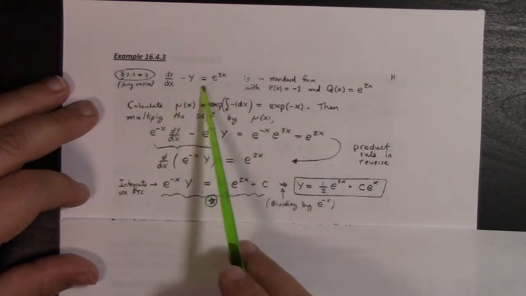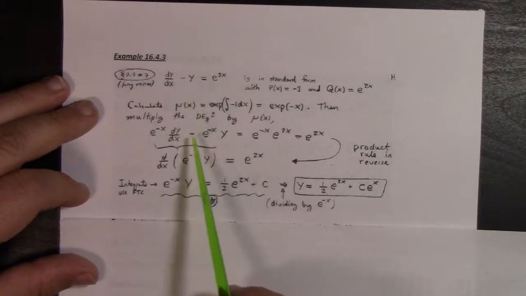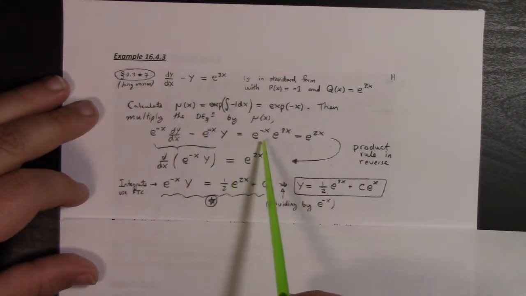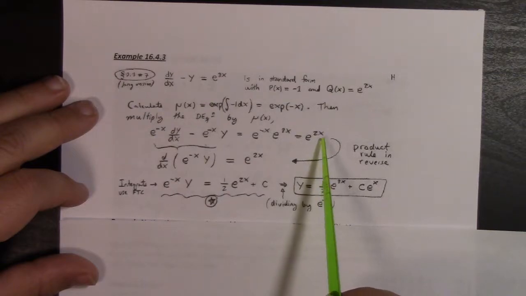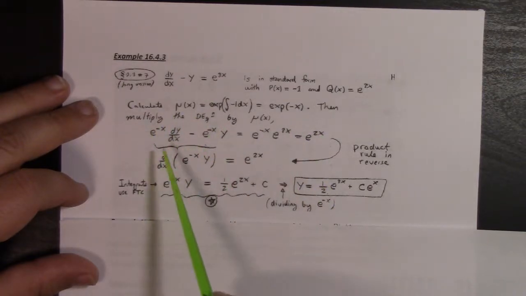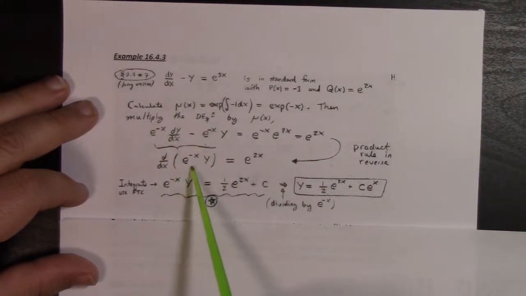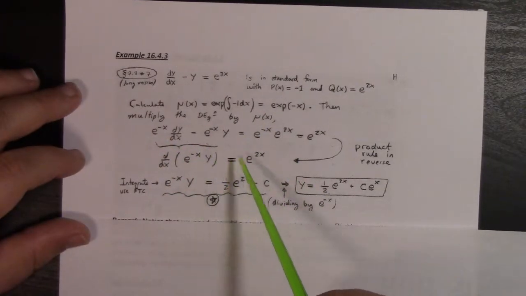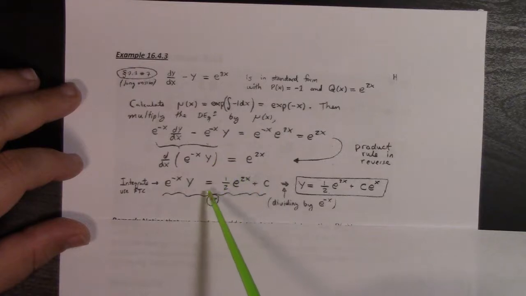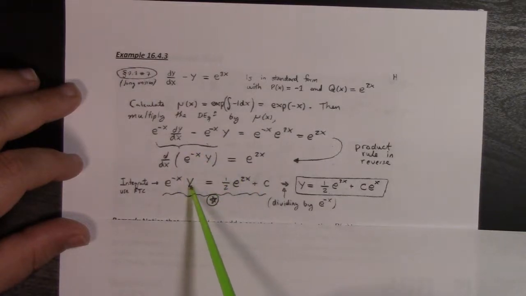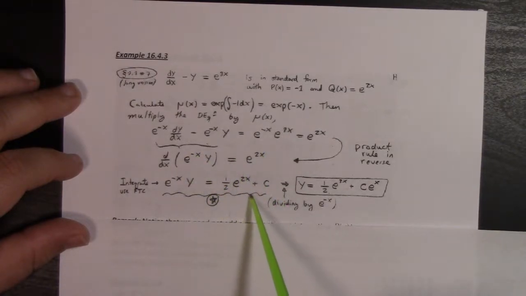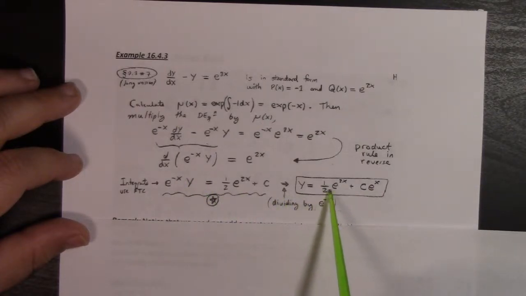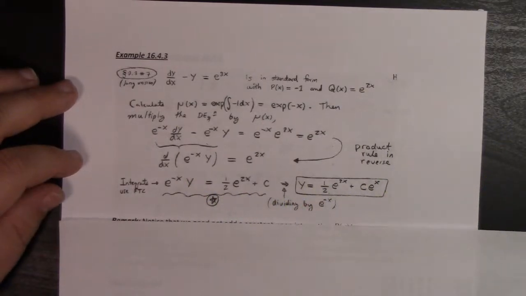We multiply the differential equation by that. That gives us e to the minus x dy/dx minus e to the minus x y equal to e to the 2x. Reverse product rule tells me that this is d/dx of e to the minus x y. You think, look at that, if I differentiate that, I get that, right? And then once I have that, I integrate both sides. I get e to the minus x y equals 1/2 e to the 2x plus c. And then I can solve for y if I want to find the explicit solution. There it is.